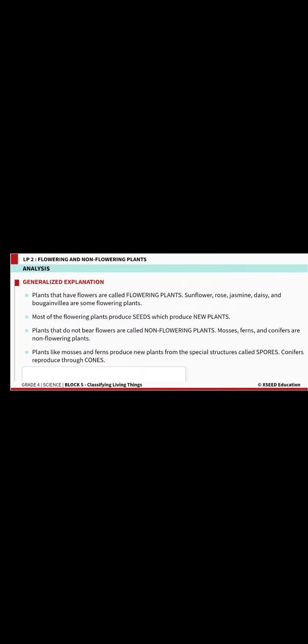So what is the difference between flowering and non-flowering plants? Flowering plants bear flowers and non-flowering plants don't bear flowers. What are one similarity and one difference between a conifer, like a pine tree, and a fern plant? Both pine and fern are non-flowering plants. Fern reproduces by using special structures called spores, and pine tree reproduces through cones that contain seeds.